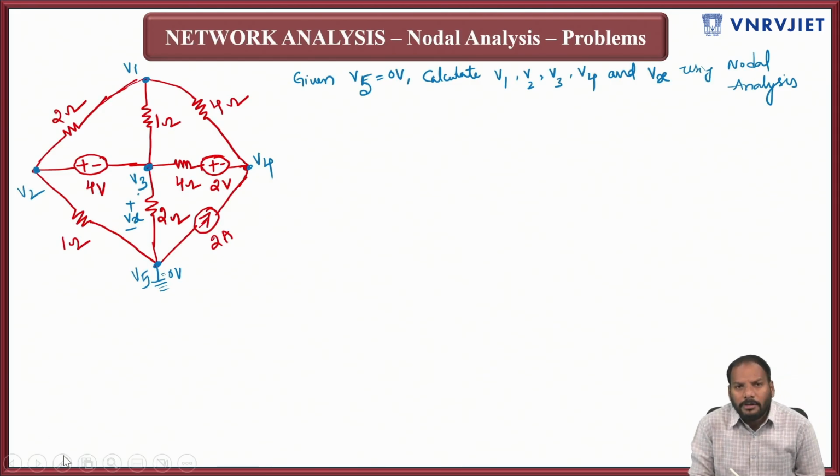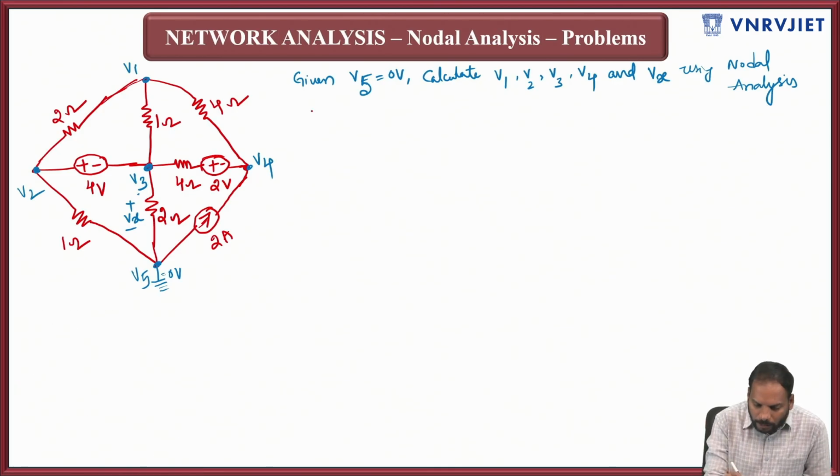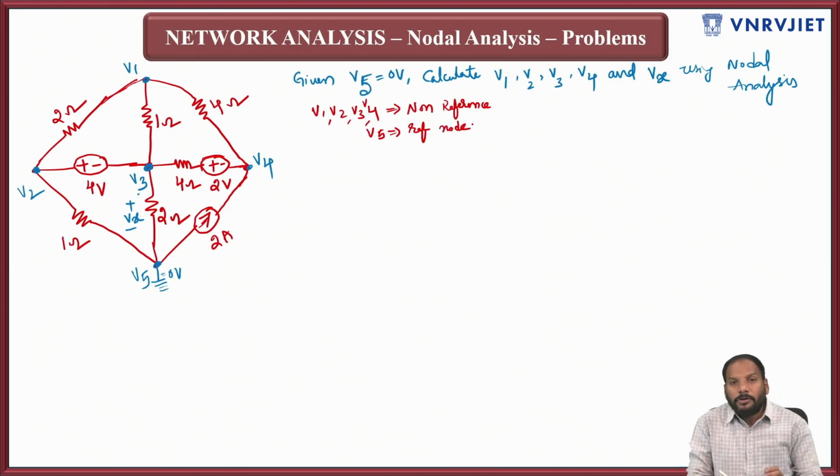Before going ahead, as usual, the same procedure. First of all, you need to identify the nodes. However, all the nodes are given, so no need to identify. But you try to understand which are reference nodes and which are non-reference nodes. In this problem, V1, V2, V3, V4 are non-reference nodes, and V5 is the reference node.